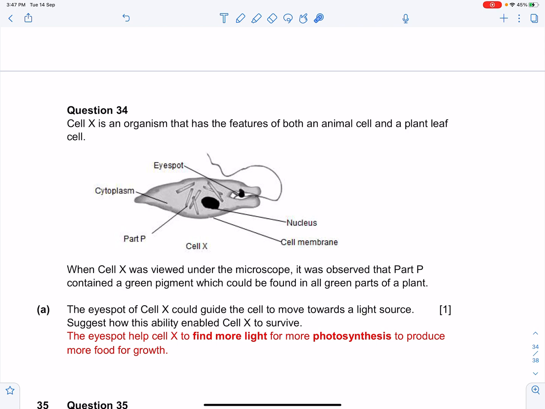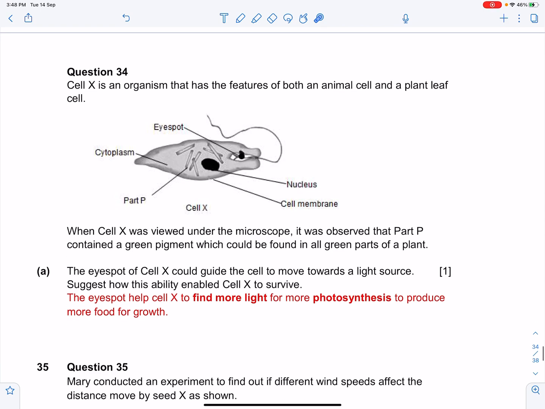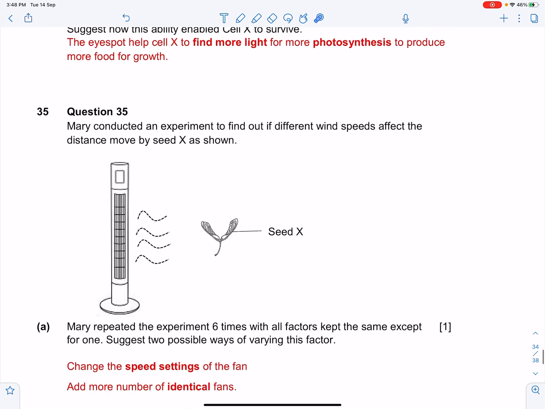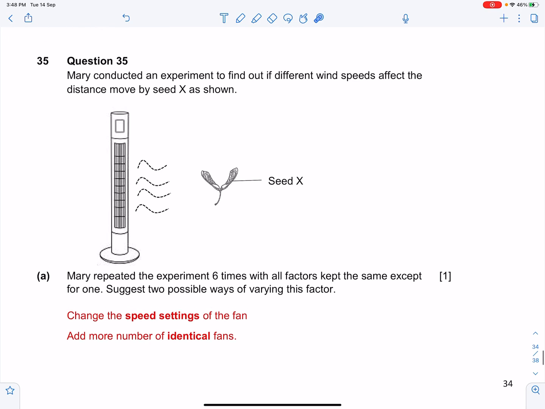Be careful. In this part, because in a pond or wherever it is, the organism could already be receiving X amount of light. You want to increase this by going to the source of it. All right, so then you can look at this and attempt this on your own.